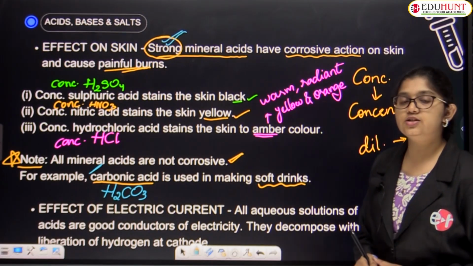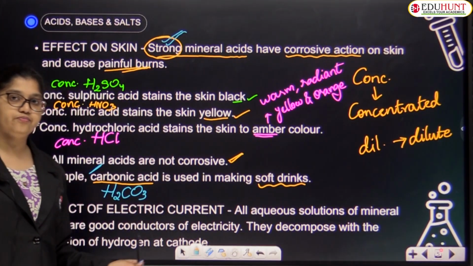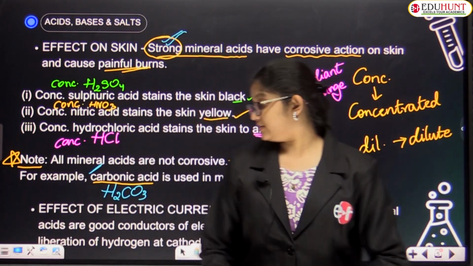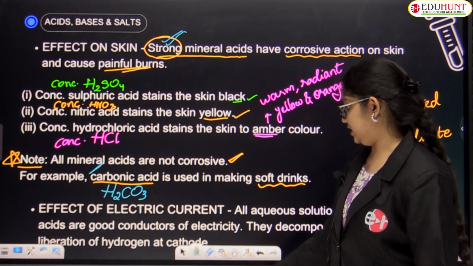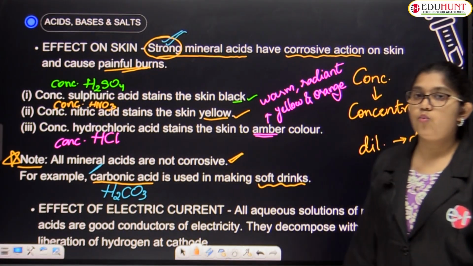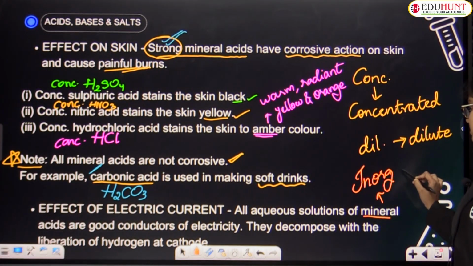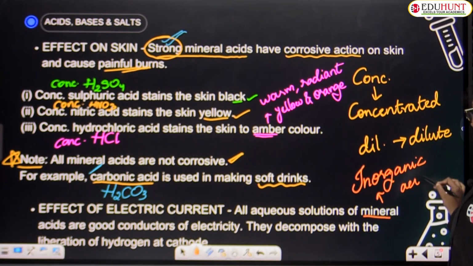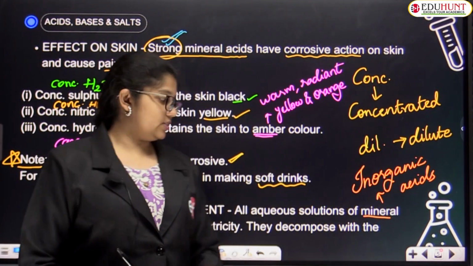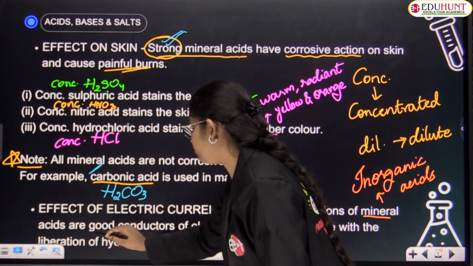Now, moving to the next general property of an acid, that is the effect of electric current. Now, see what happens. All aqueous solutions of mineral acids are good conductors of electricity. What are called mineral acids, children? All inorganic acids are called mineral acids, because we have another name for inorganic acid. What is that? Mineral acid, right? So, mineral acids in aqueous solution act as good conductors of electricity.